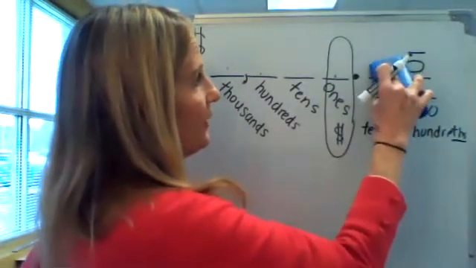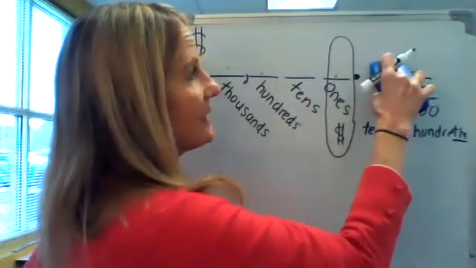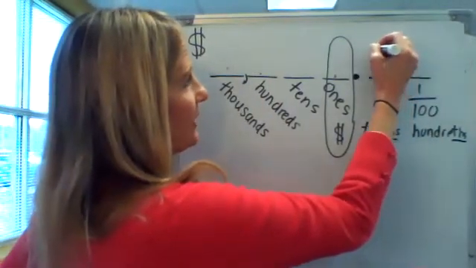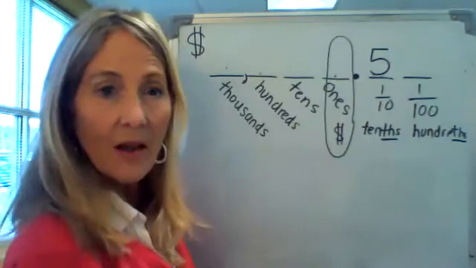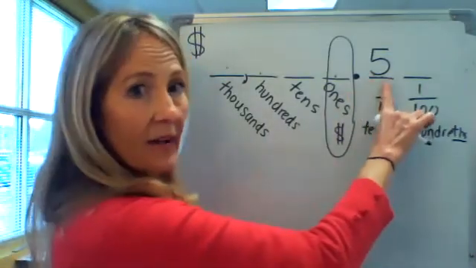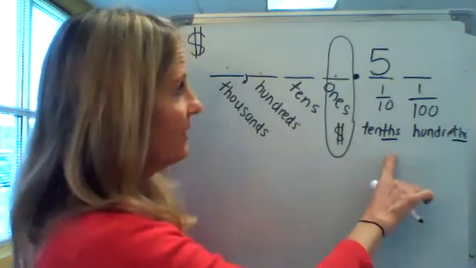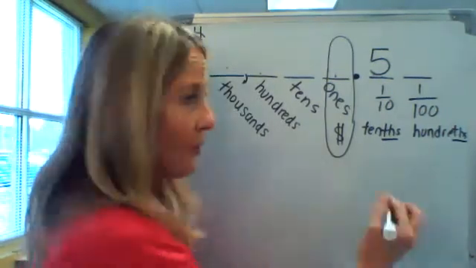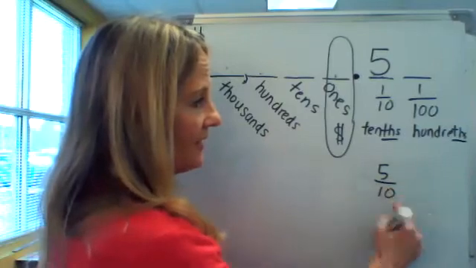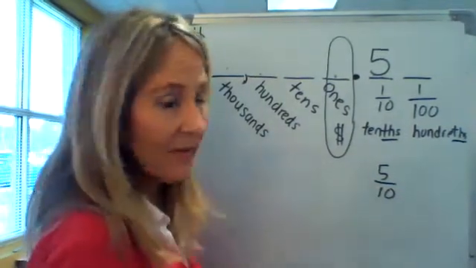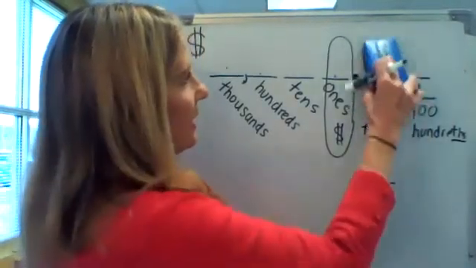So if you know the names of the place value places, you'll know how to read any decimal that comes your way. What if we just had that? I would read that 5/10. Or 50 cents, right? It's half of a dollar. 5/10. Whoa, yes. 5/10 is half of a dollar. In this case, half of the unit that we're working with.